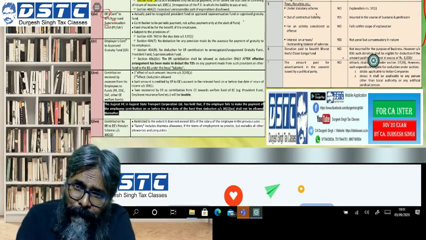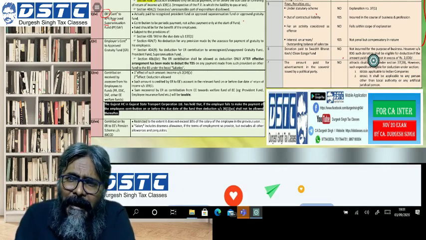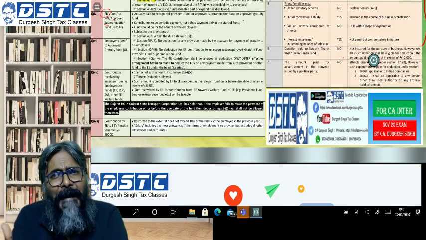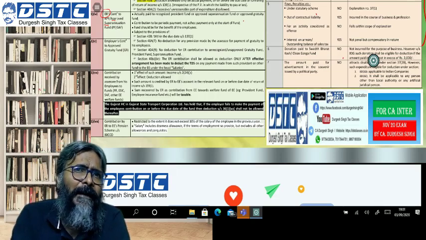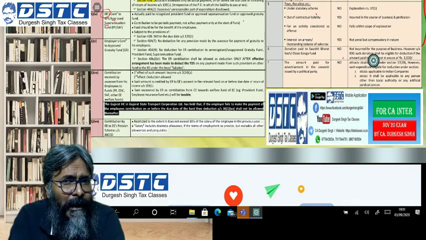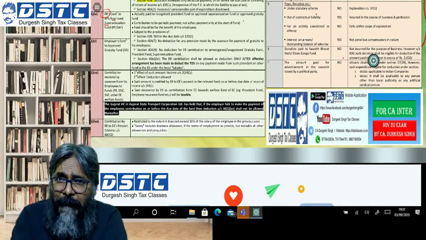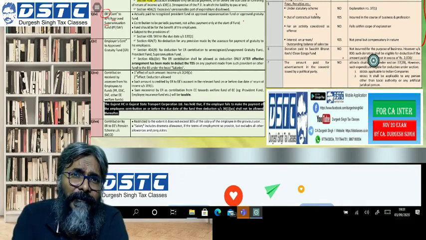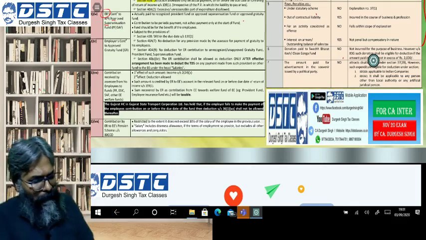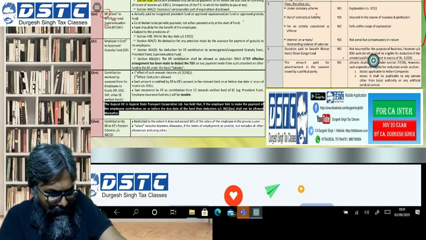Whereas, as far as the employer contribution is concerned, if I make the deposit of my own contribution even after the due date of the fund, I will still be allowed the deduction of this employer contribution. Even though I make the deposit after the due date of the fund, for my contribution I will still get the deduction. So this is one point that you should be very, very careful about, students, so far as your examination is concerned.